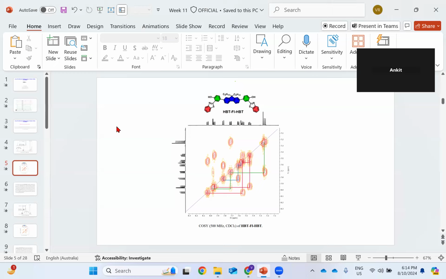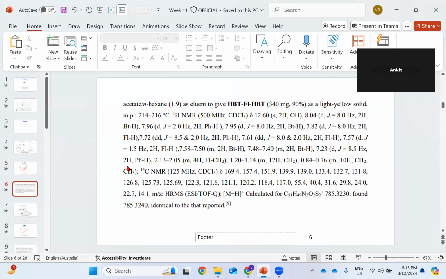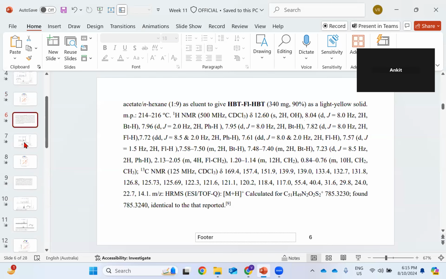So by using this 2D NMR spectra, we can characterize our structure fully and assign each and every peak in the NMR spectra to its proton. Here are the NMR data that I have written. You can see here. I have already uploaded the slides previously.